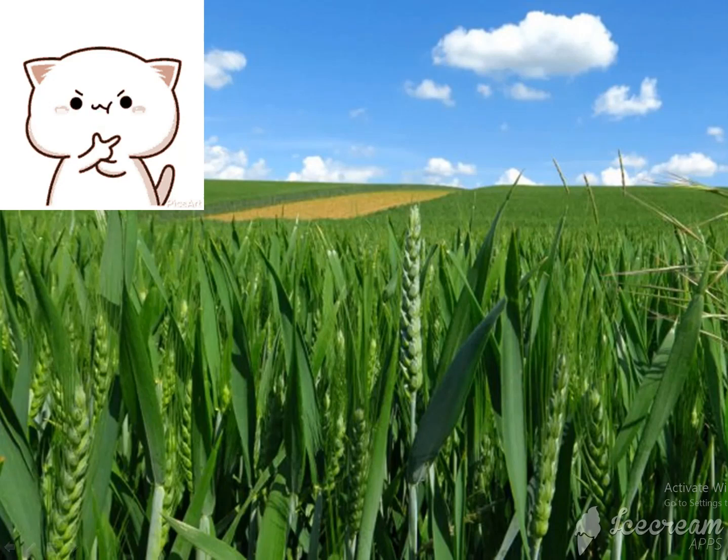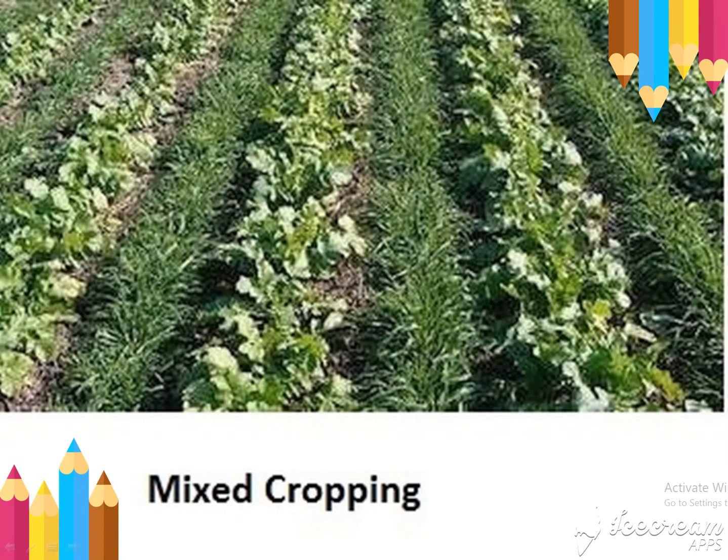Okay, so they have to follow some techniques. The first technique is mixed cropping, mixed cultivation. What is mixed cultivation? Two or more different types of crops are sown in a particular field at the same time. So different crops are grown in the same field at the same time.